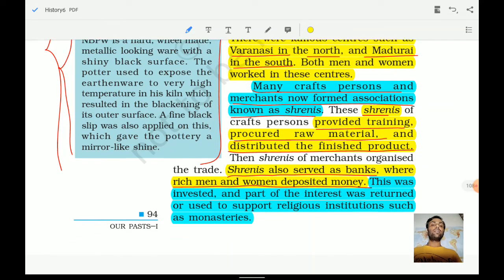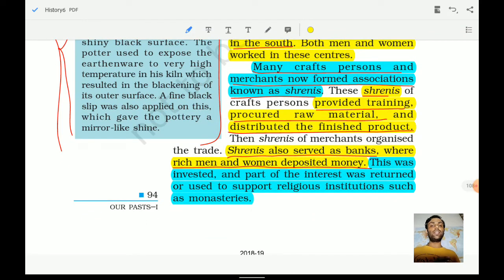So many craftspersons and merchants now formed associations, and these associations were known as Shrenis. So pay utmost attention to who the Shrenis were and who made the Shrenis. This question itself becomes very important, right? Many craftsmen and traders in that part came together and formed the association, and these associations used to be called Shrenis. And what was the importance of the Shrenis? Shrenis provided training, procured raw materials and distributed the finished product. So these were the importance of the Shrenis.